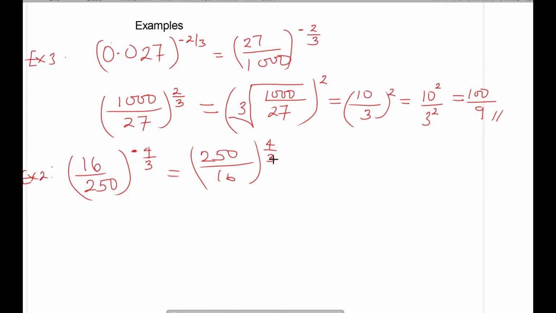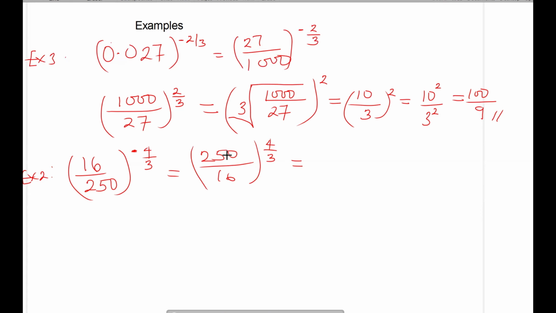But if you look at this, 250 does not have a cube root. 16 does not have a cube root. So if you just say the cube root of this all to the power of 4, that's where we get stuck, because both 250 and 16 do not have a cube root. But what can we do? Is it possible for us to reduce this to its lowest term? So if you reduce it to its lowest term, what can go in both?